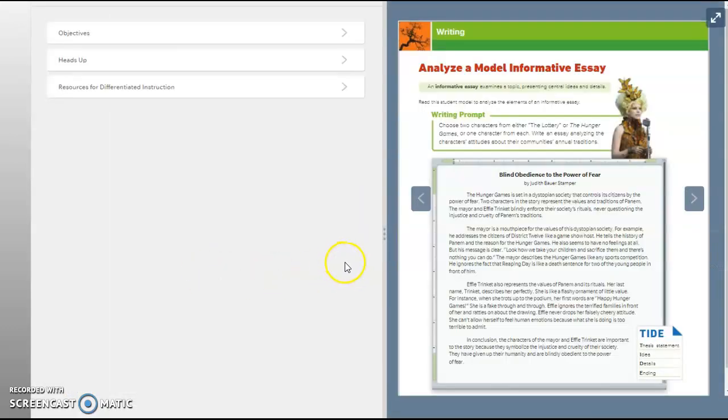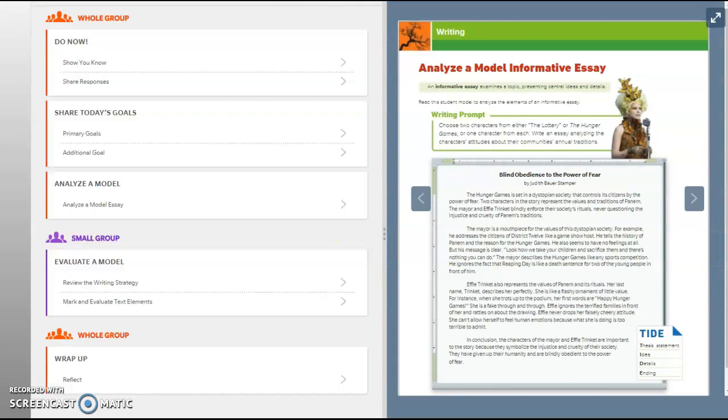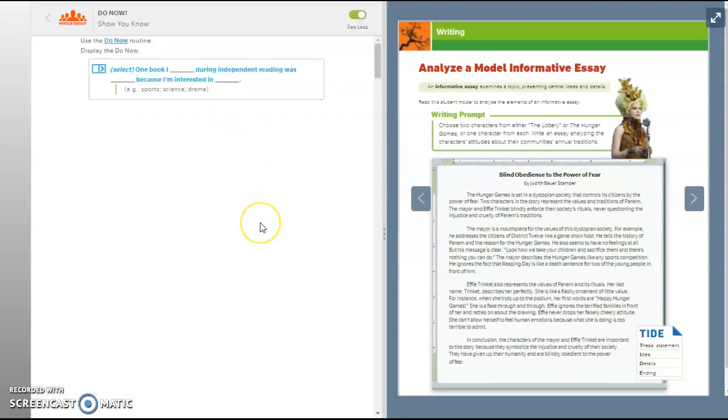Literary analysis. All right, so our lesson, our do now: one book I selected during independent reading was blank because I'm interested in blank. So you guys can do that. That will be your do now for today.